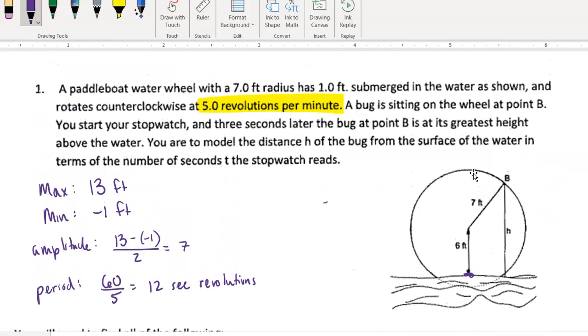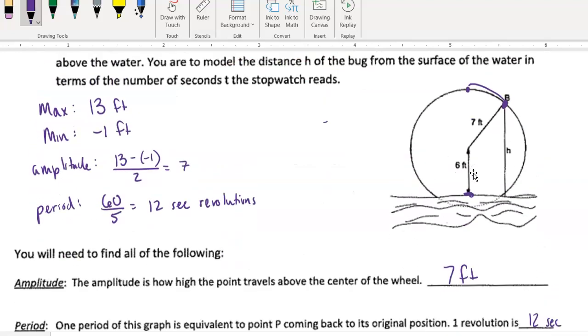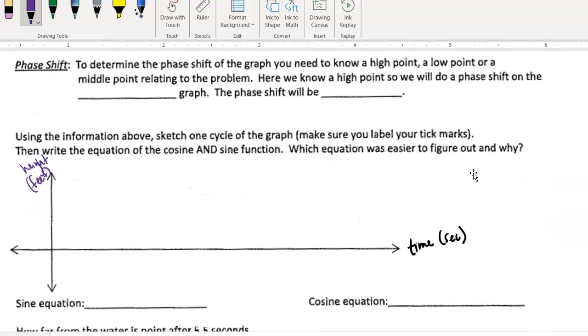If you go back and read this, it says the bug is sitting on the point B. That's where the bug is at when we start our timer. And 3 seconds later, the bug is up here. So we're not starting at 0, we're starting 3 seconds afterwards. So when we get down here, our highest point is going to be first measured after 3 seconds.